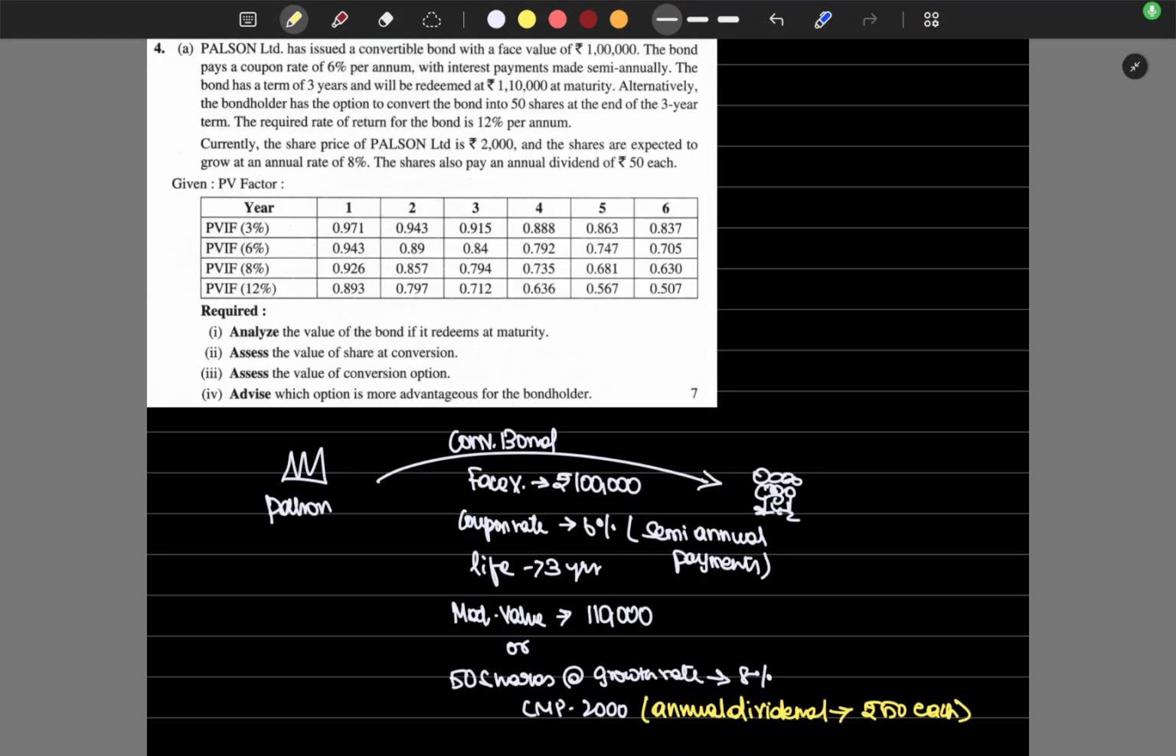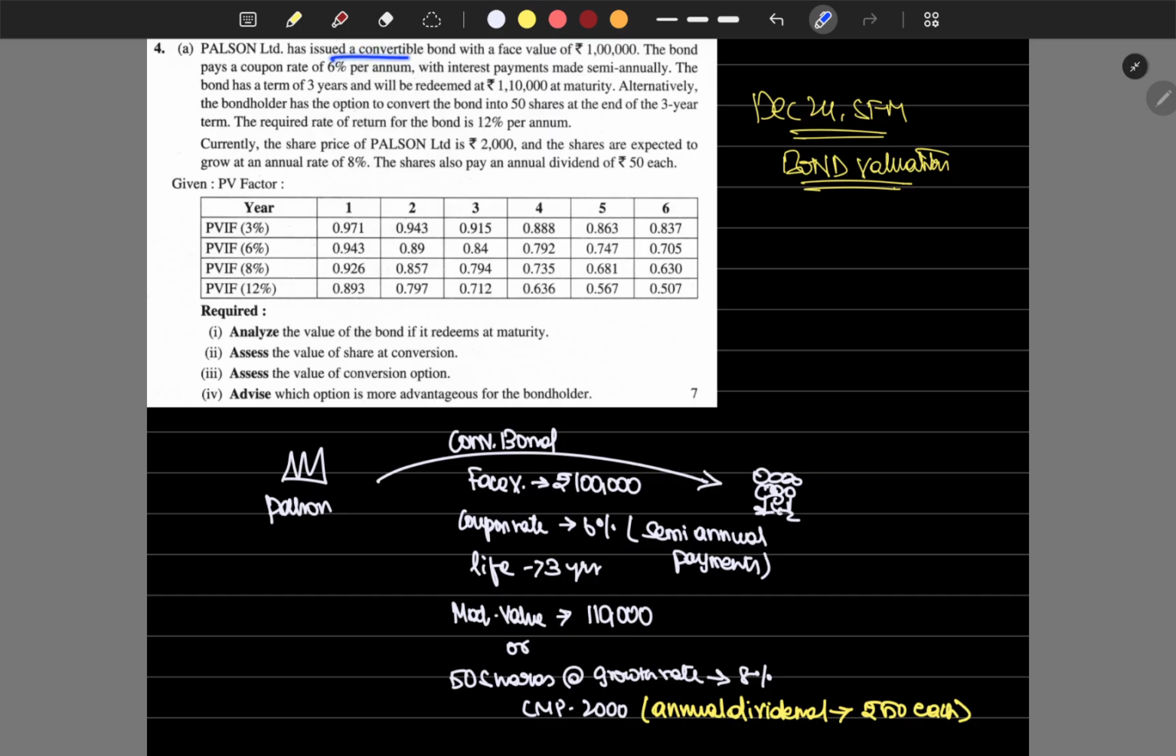Today we are going to solve a problem from the December 2024 SFM paper. SFM paper bond valuation problem. This is another kind of problem we face in the exam. Okay, what are they asking?